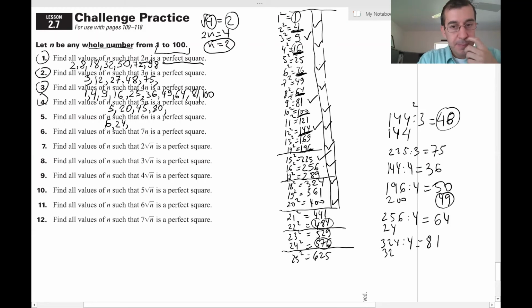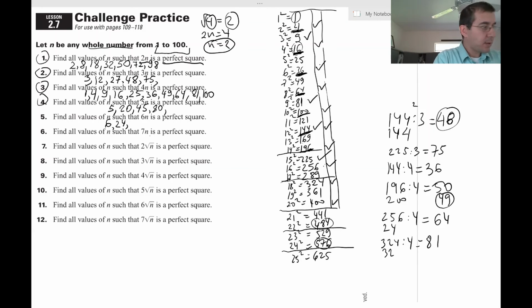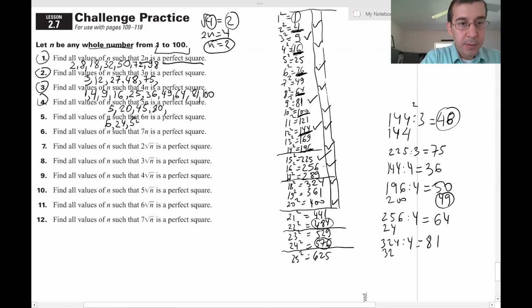289, no. 324, yes. So 324 divided by 6, we get 54. Then 361, no. 400, no. 441, no. 484, no. Another thing you can do is 484 divided by 6.